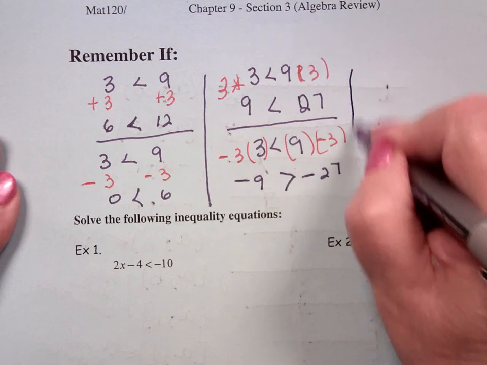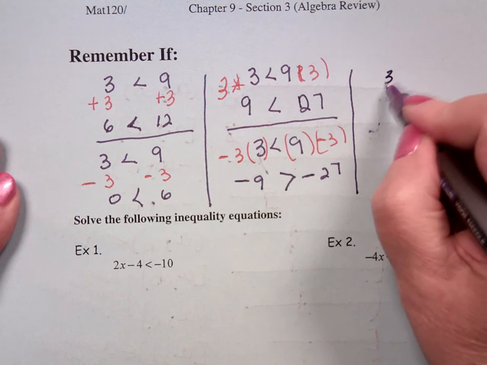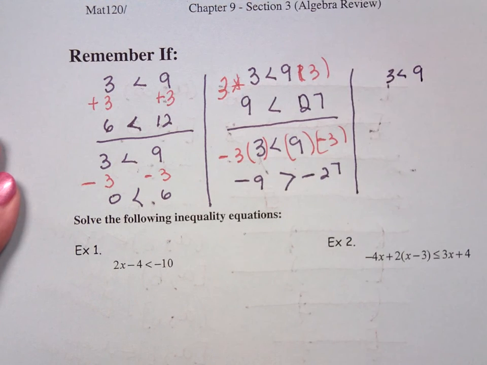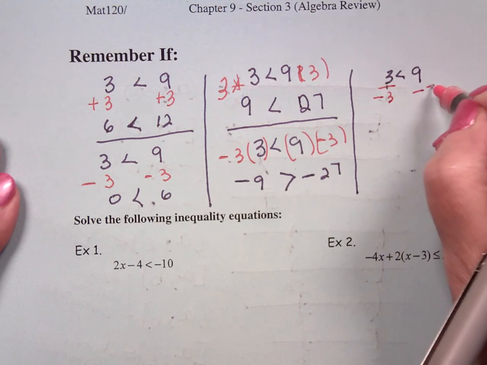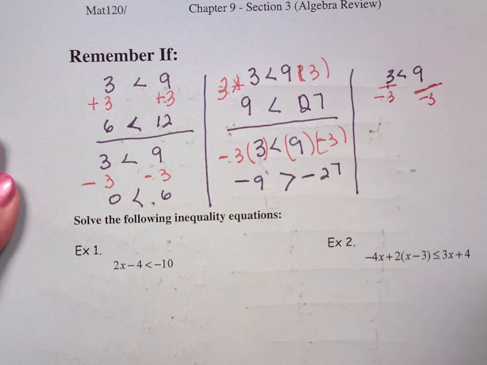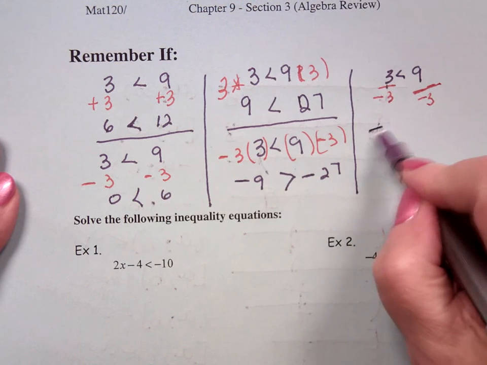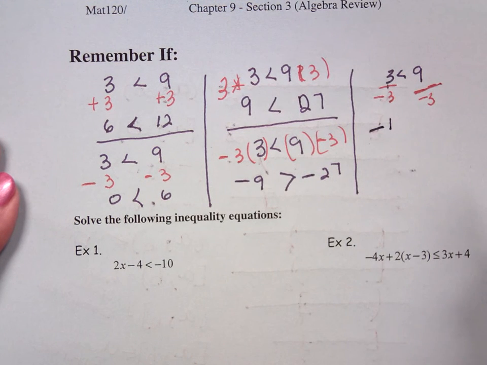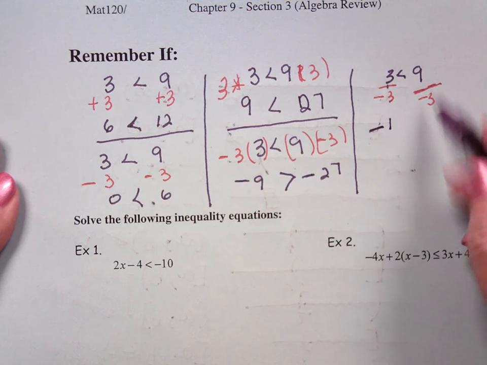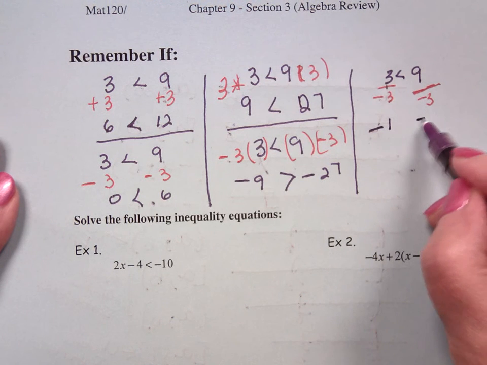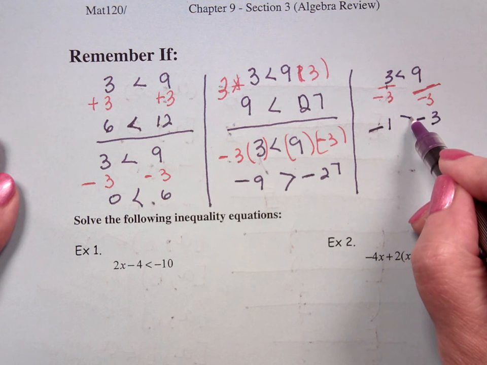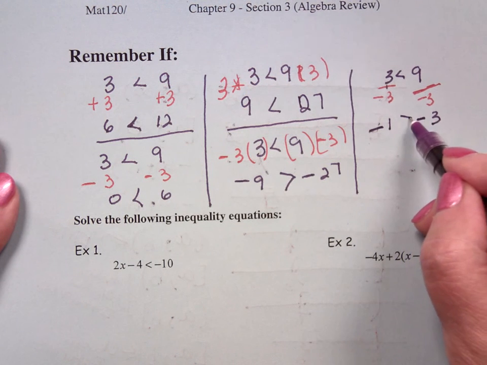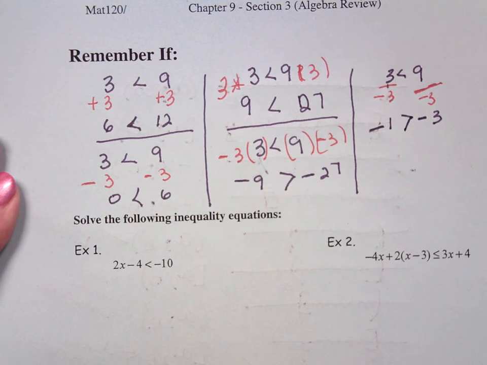The same thing is true if 3 is smaller than 9. If I divide both sides by a negative number, I'll get a negative 1, and I'll get a negative 3. Negative 3 is bigger than negative 1. It reverses the direction of the inequality.